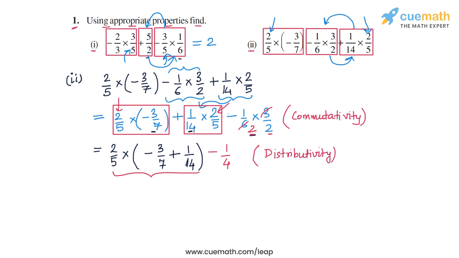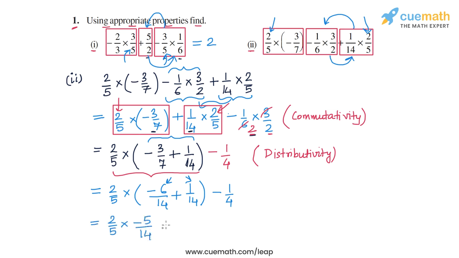Okay, now what we need to do is combine these two terms, minus 3 by 7 plus 1 by 14. So that's easy to do. Let's take the LCM. 7 and 14 have an LCM of 14. So we will get minus 3 by 7 as minus 6 by 14, and then we have plus 1 by 14, and then we have this term minus 1 by 4. Now minus 6 plus 1 is minus 5. So we get 2 by 5 into minus 5 by 14, and then we have minus 1 by 4.